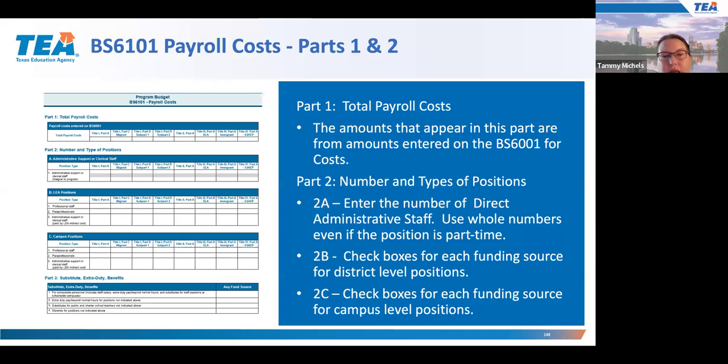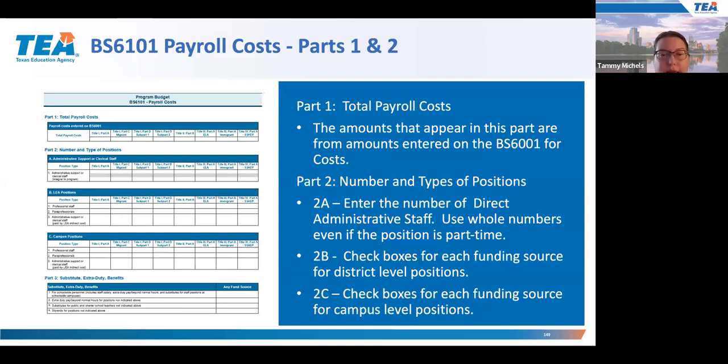Now let's talk about the BS 6101, payroll costs, parts 1 and 2. Funds budgeted in the 6001 program budget summary and support will populate here in part 1, total payroll cost. And keep in mind that all employee payroll costs require specific approval. And we'll walk through that.